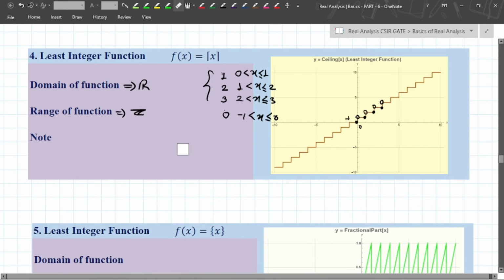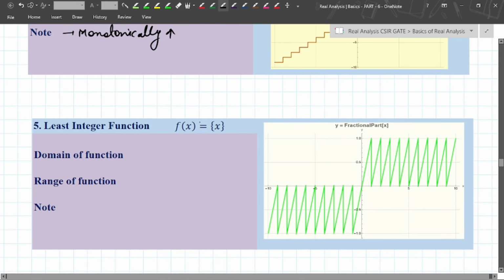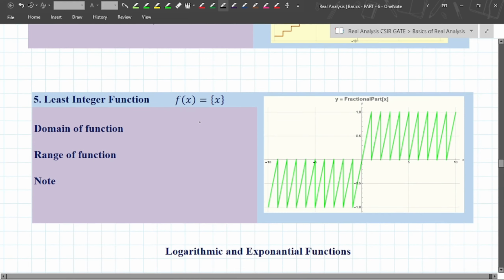Next we have the monotonically increasing function. Next we have the fractional part function. This one is important. What is the fractional part? It is defined as x minus the greatest integer of x. The domain is R, but the range is only between 0 and 1.